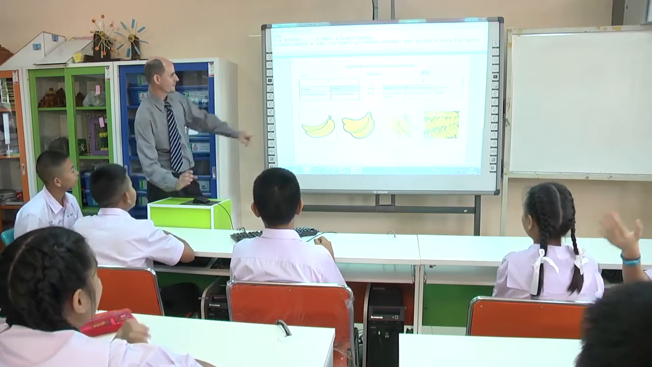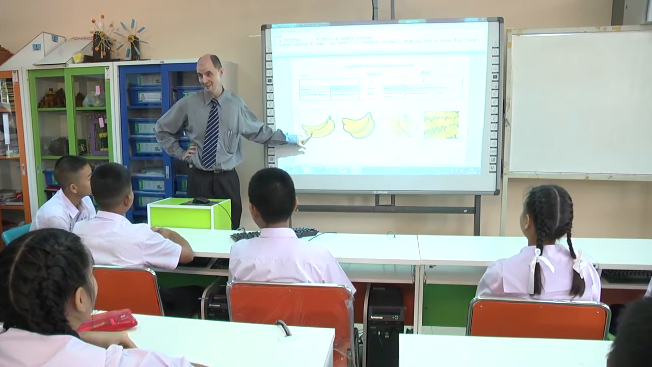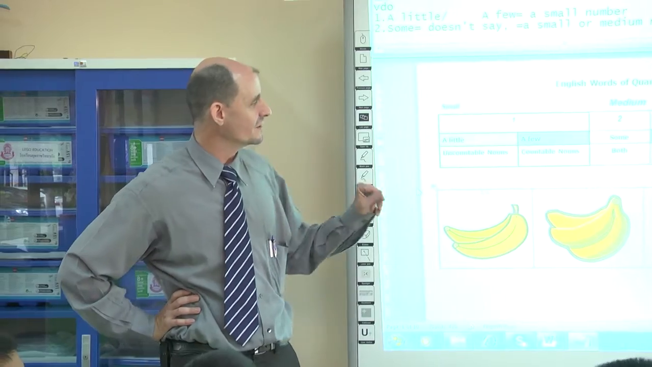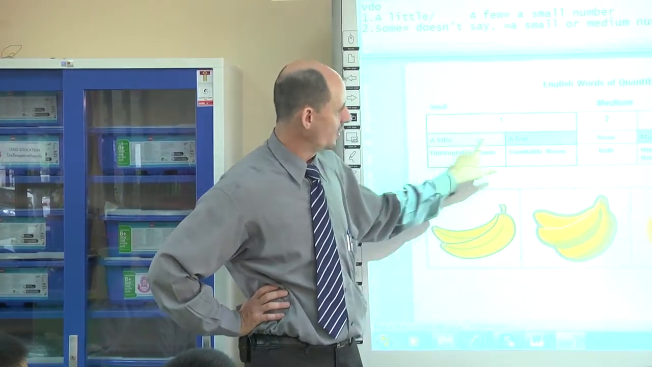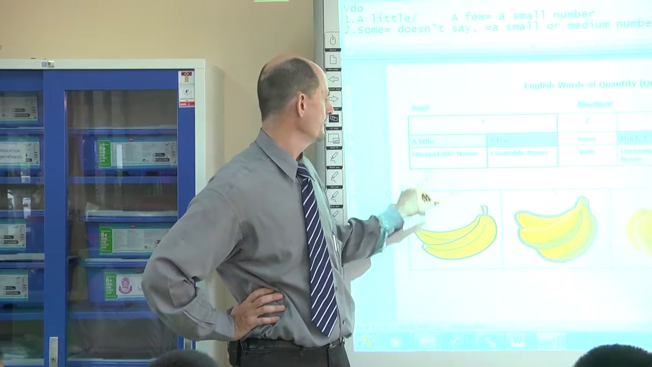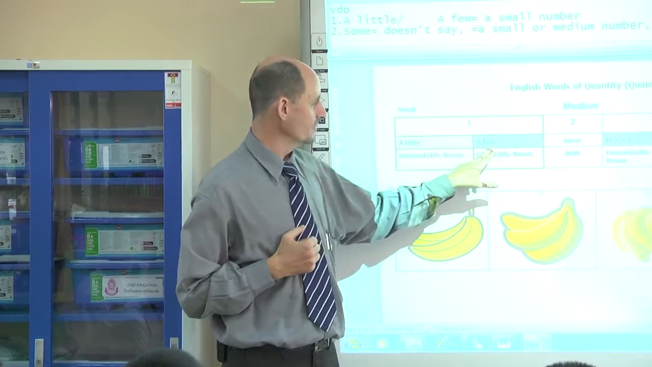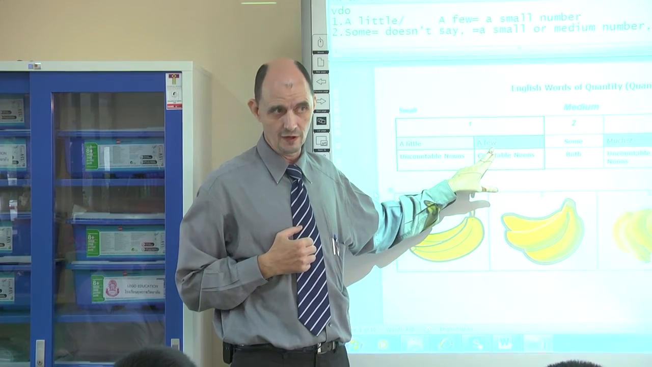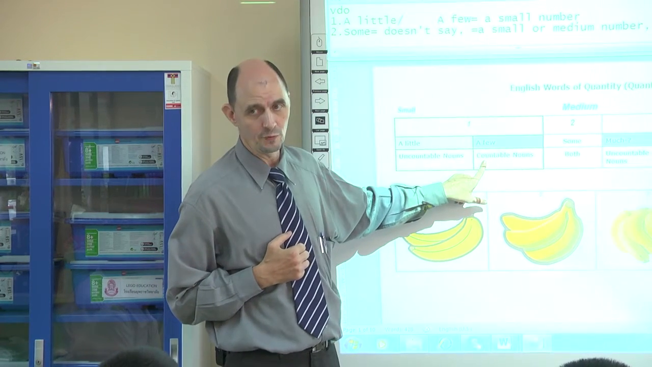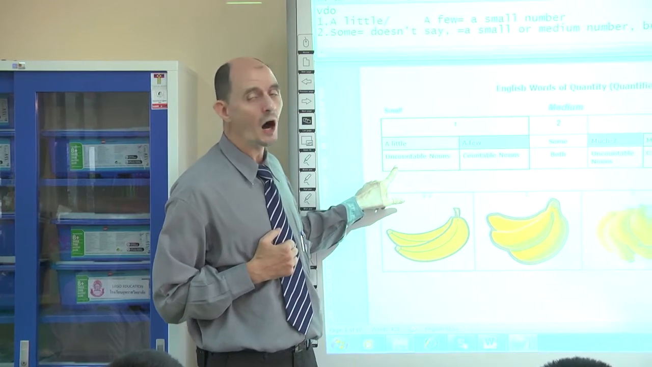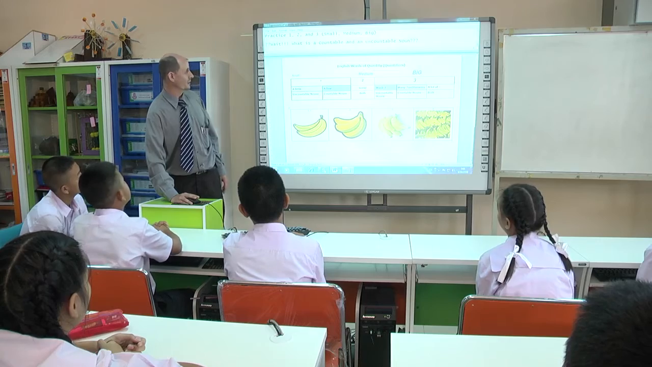So now, what is this? Good. It's a banana. All right. So number one is all small words. If we want to say small banana, do we say a little or a few? Okay. Well, in English, we say a few with countable nouns and a little with uncountable nouns. Okay, what is a countable and an uncountable noun?